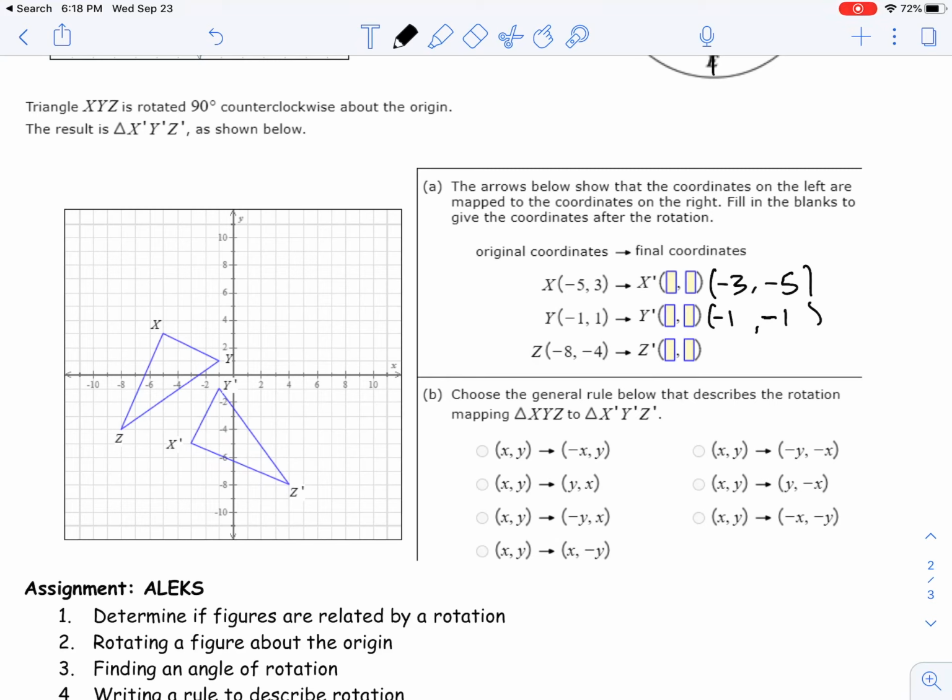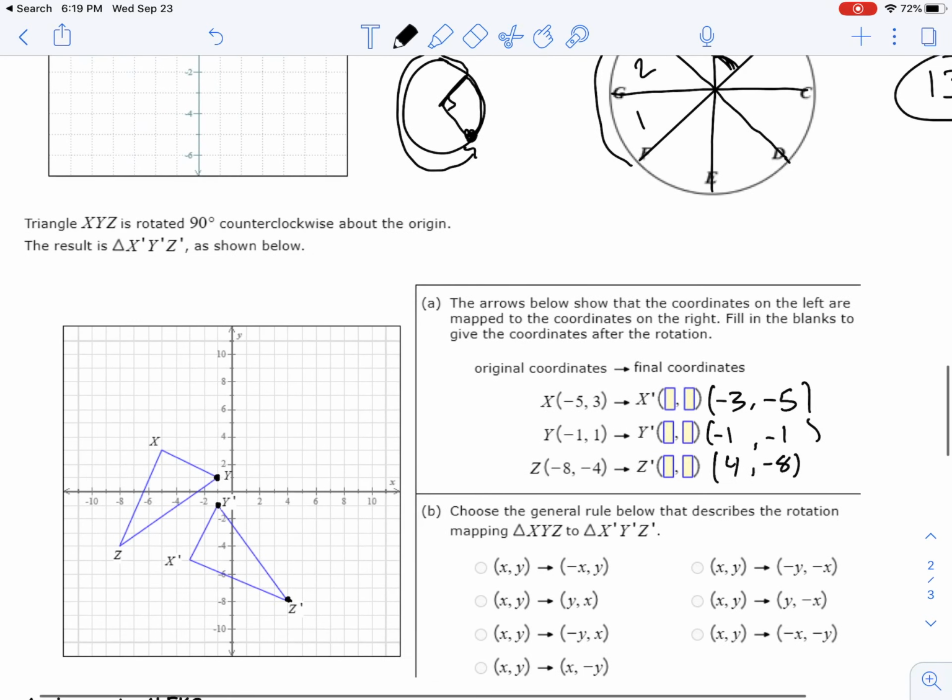We could just check out where Y was, because that's not right. So let's just figure out where Y is, which is right. Oh, so Y prime would be right there. Oh no, that was right. So they're both -1, -1. Okay, sorry. Z prime is right here. Looks like it's at 4, -8. So right there.